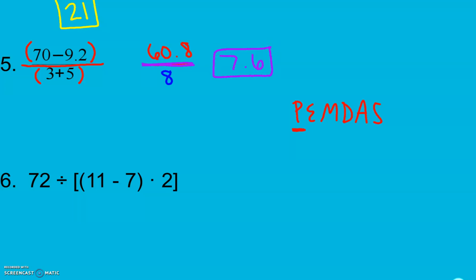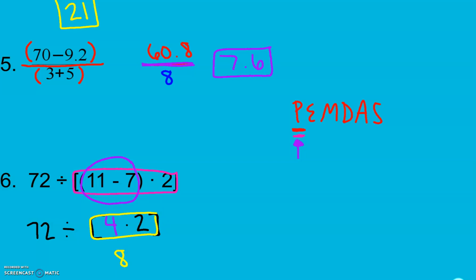In 6, first thing we're going to do, grouping symbols. So starting from the left, first thing I see is this bracket, but inside there, don't forget we have to do this first because it's another set of grouping symbols. So 11 minus 7 is 4. It's being multiplied by 2 inside brackets, and we still have 72 divided by that quantity. Have to do our brackets, our grouping symbols first, which gives me 8. And I get 72 divided by 8. It's my only thing left, which means I can go ahead and perform that operation, and we get 9.